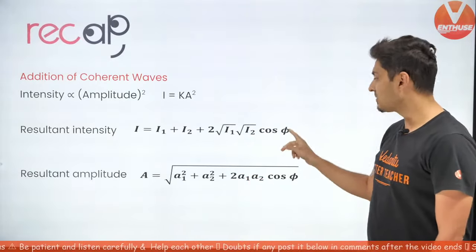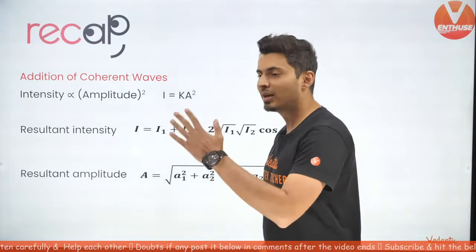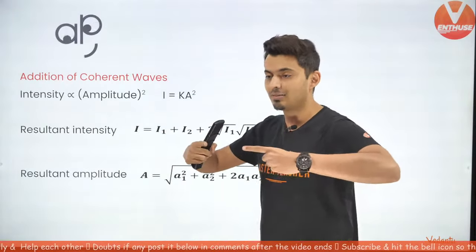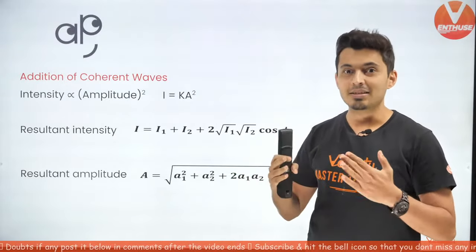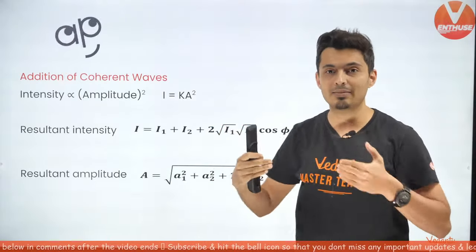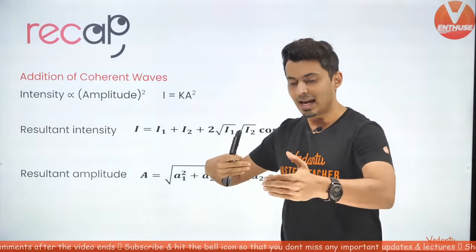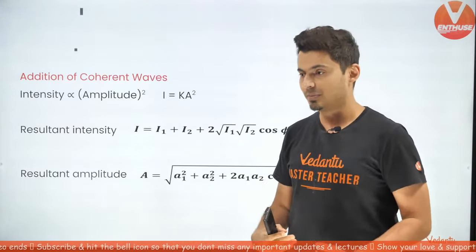If you are wondering what is phi, put it up in the chat box. What was phi, my warriors? Do you remember? If two waves are interfering, what's phi? Is it the angle between the waves? No, right? It's the phase difference between the waves. So both the waves may not arrive simultaneously. There might be a lag, there might be a phase difference. So that is called the phase difference.